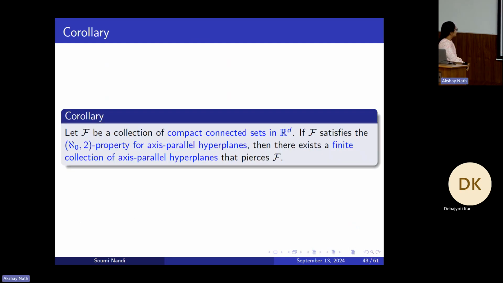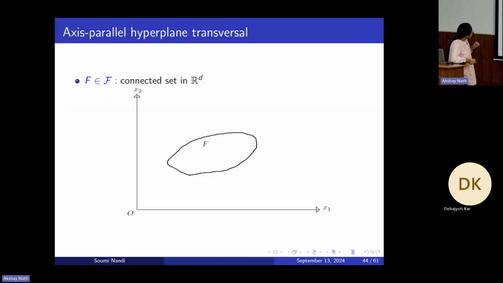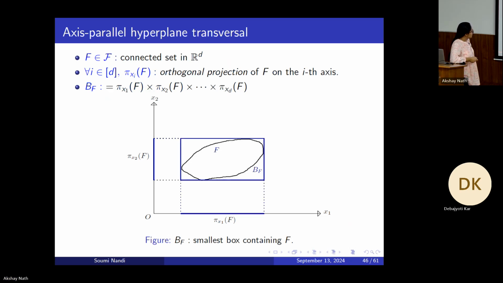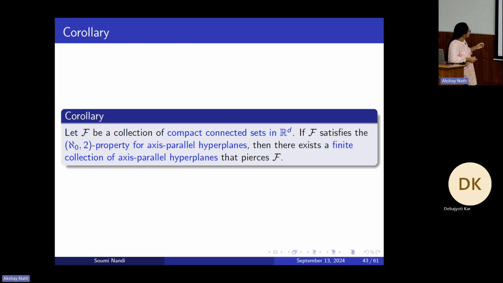And as a corollary, we can show that if we have a family of compact convex sets in R^d such that the bounding axis parallel boxes satisfy the Alon-Kleitman type (p,2) property for axis parallel hyperplanes, then the family F can be pierced with finitely many axis parallel hyperplanes. So what I am saying, suppose this is a set from that family, and I am taking the enclosing axis parallel box, and the family satisfies the property with respect to axis parallel hyperplanes.